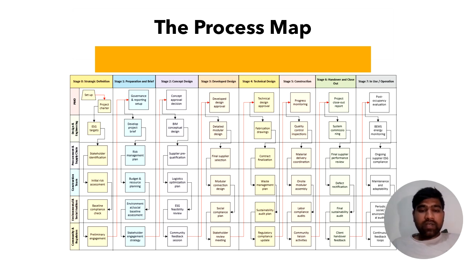Here, the process map provides a structured workflow aligned with the RIBA plan of work, spanning from strategic definition to post construction use. Each stage is designed with decision gateways to assess progress and ensure compliance with environmental, social, and governance ESG objectives.